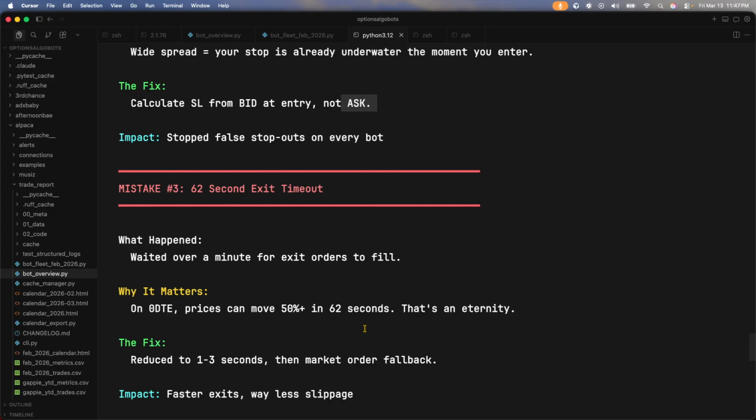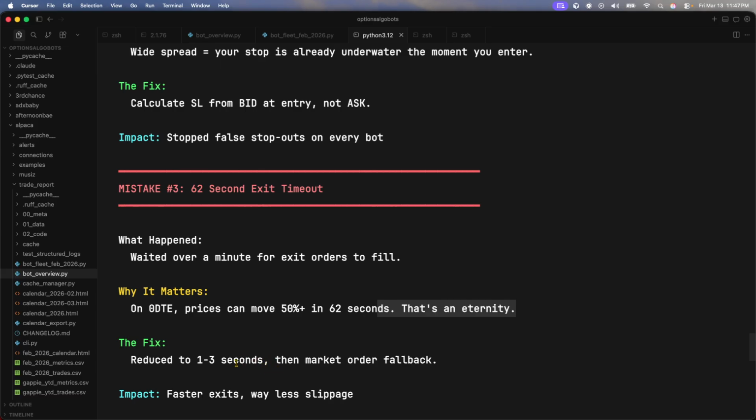Whenever we wanted the order to fill, I would give the bot 62 seconds in order to fill. We waited over a minute to fill when it comes to exiting. Now for 0 DTE, price can move 50+% in those 62 seconds, right? That's an eternity. The fix was reducing it to 1 to 3 seconds, right?